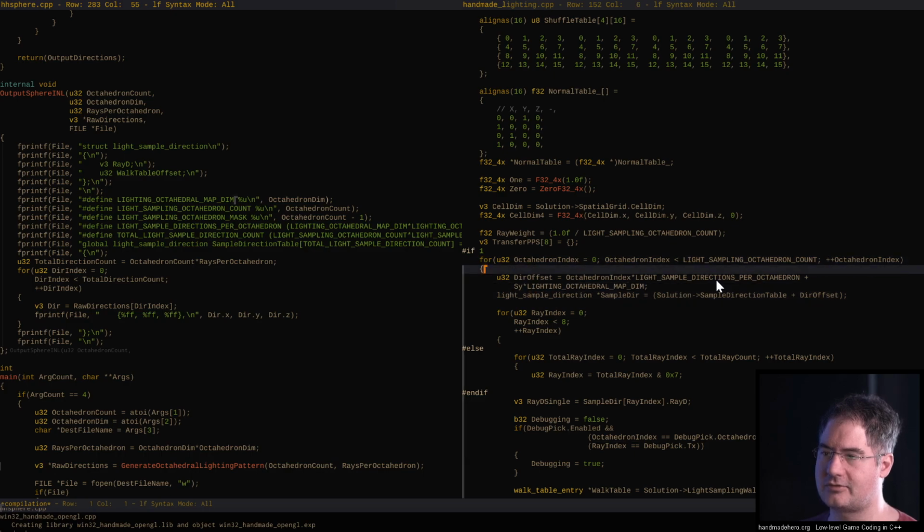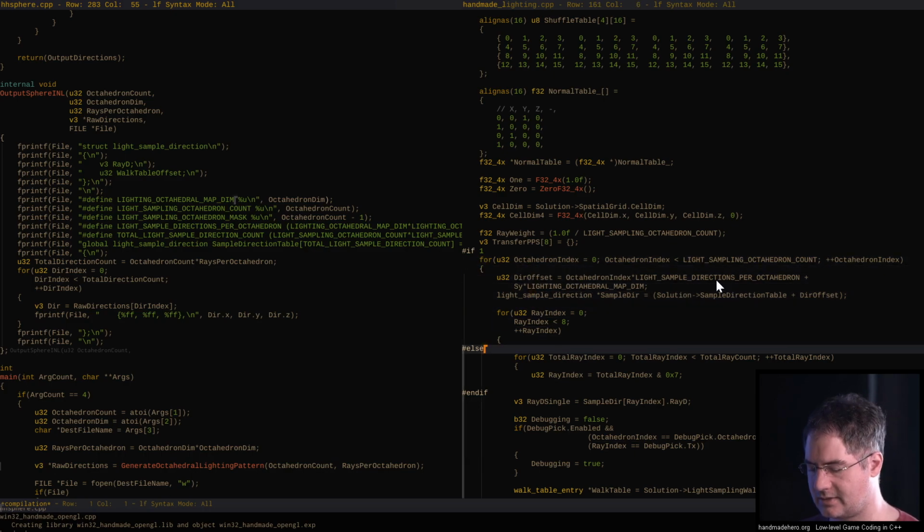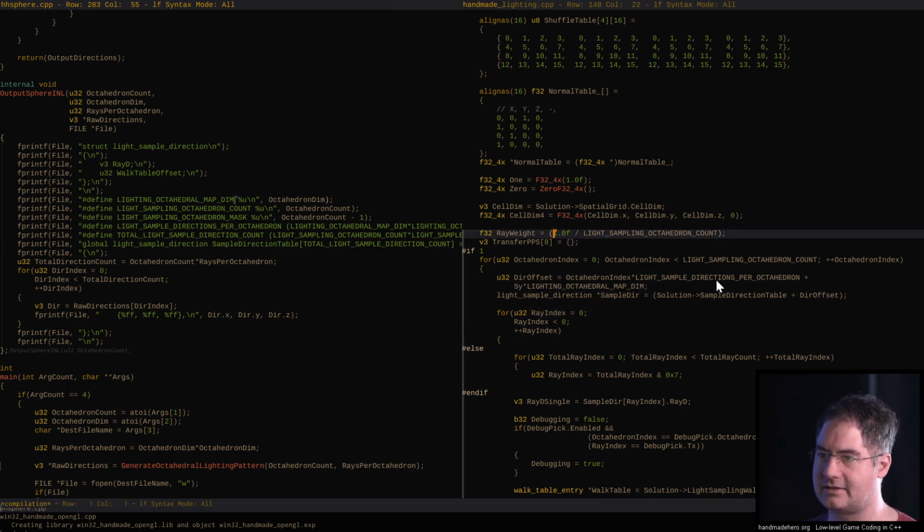So in other words, we walk the table in order. However many light sampling octahedron counts there are, we do that many in a row on the same accumulator. Then we move to the next texel, right? I think that's how we would do it.